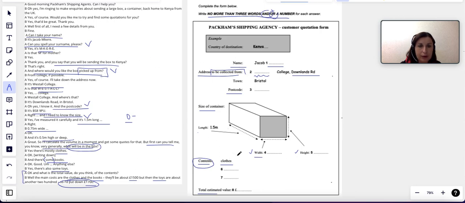Don't be afraid of it. Just try to grab the main idea. And of course, you need to pay attention to the keywords, total estimated value, address to be collected from, because several addresses might be mentioned. So that is it for now.